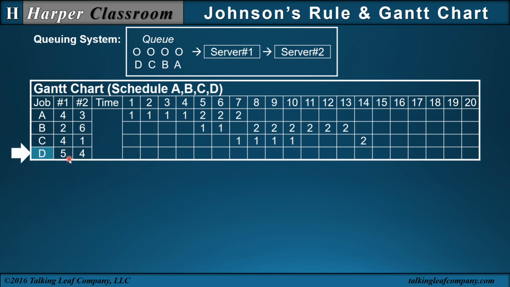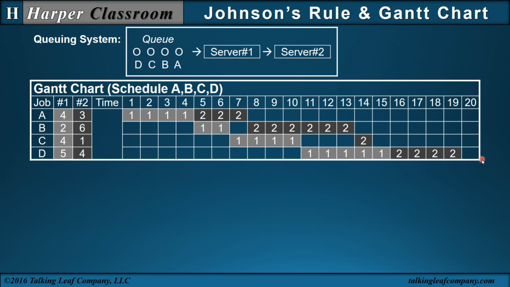Job D spends 5 days on server 1, but again it has to wait for 1 to finish A, B, and C. Then it can process D for 5 days. Then it moves to the second server for 4 days, but there is no wait time because the server 2 was finished a day ago. D can be processed for 4 days. And so there's the Gantt chart.